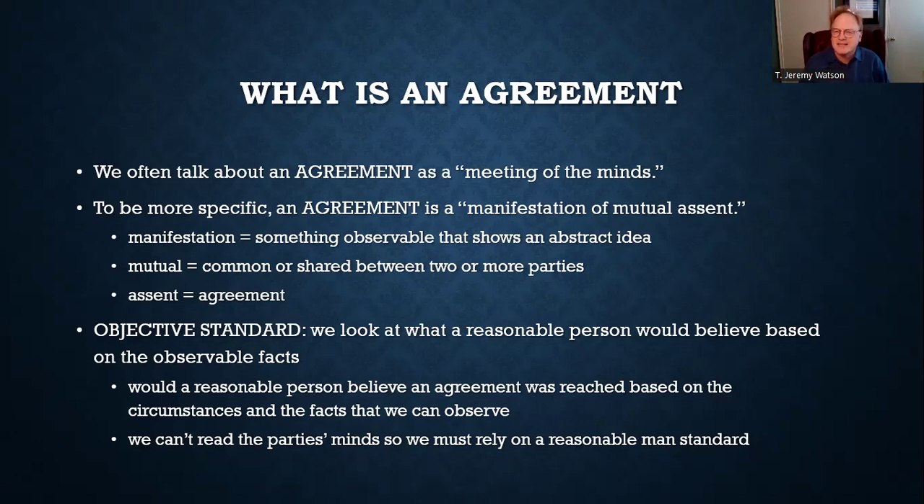And then assent. What is assent? Assent means agreement, right? It means that you have consented to this deal. You have given your approval. You have agreed to be bound by it. Okay, so a manifestation of mutual assent. That's an excellent definition of an agreement. That will get you through just about any court in the land, right? A manifestation of mutual assent.